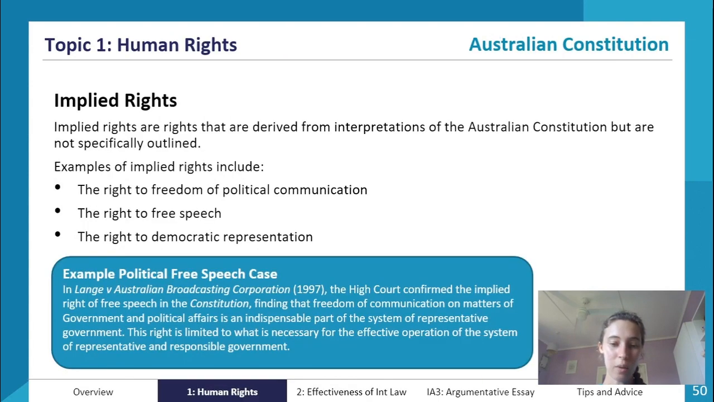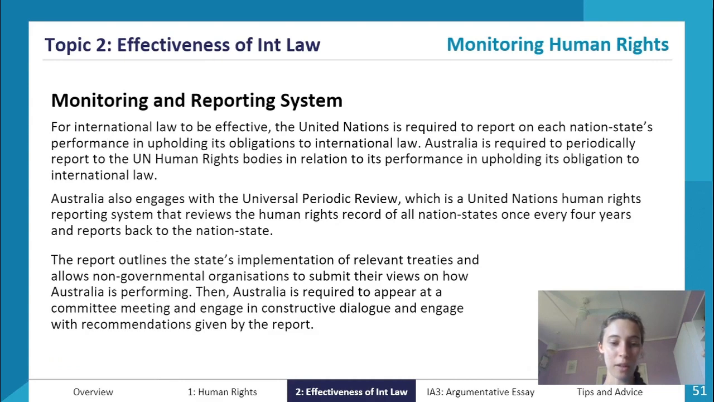So you'll notice that we are now onto the effectiveness of international law. So we are now on topic 2. So this will only be relevant for the upcoming assignment, the argumentative essay, and it won't be covered in the external exam. But everything that we've covered up until this point is something that could come up in one form or another in your external exam.